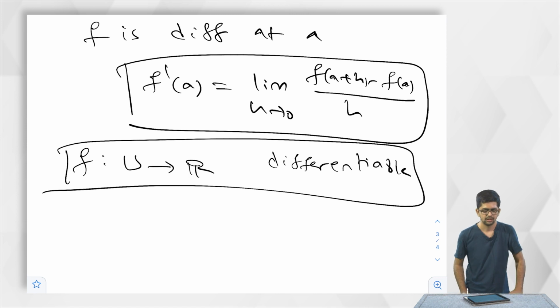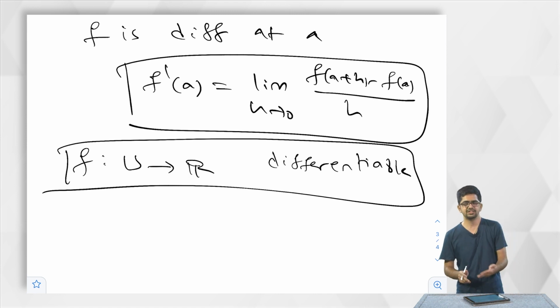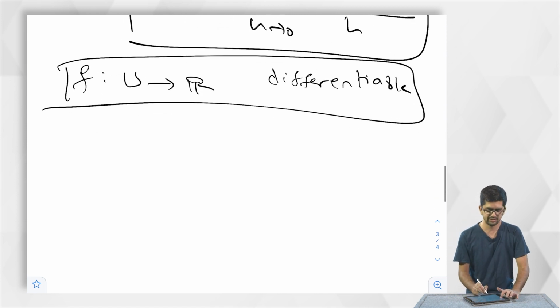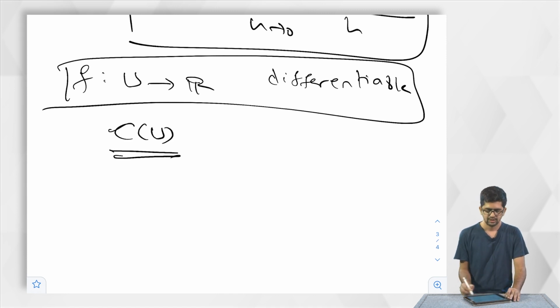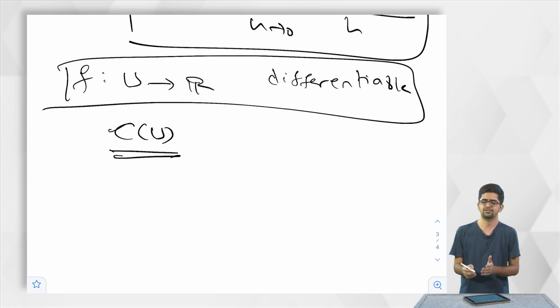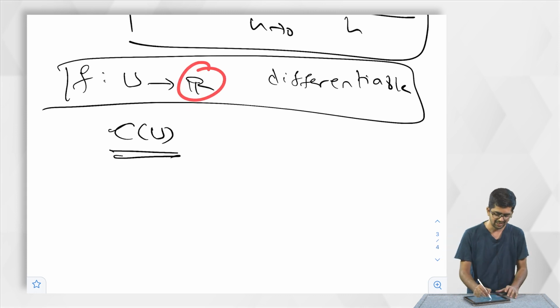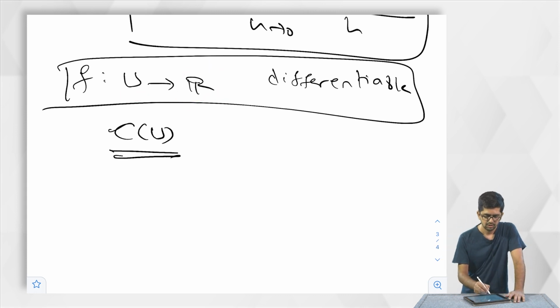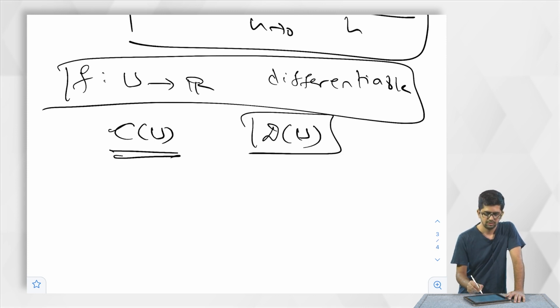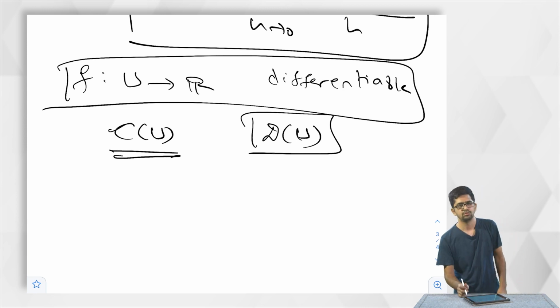Now in case of continuous functions, we mentioned some symbol for the set of all continuous functions. C of u is the notation for the set of all continuous functions on u. The range, or codomain, whatever you want to call it, is still R, but the domain is u. So for differentiable functions we use some terminology, we will write D of u. D of u is the set of all differentiable functions on u.